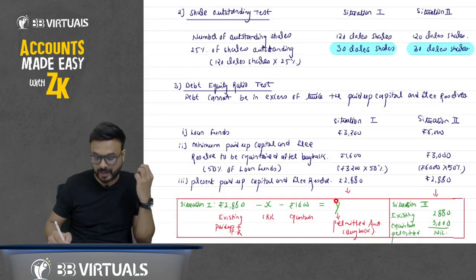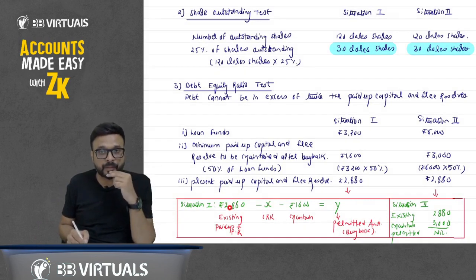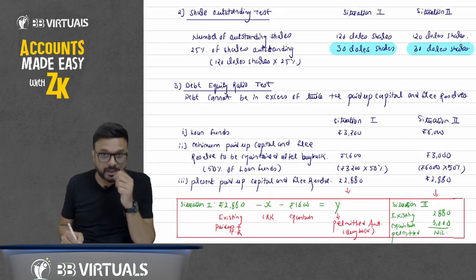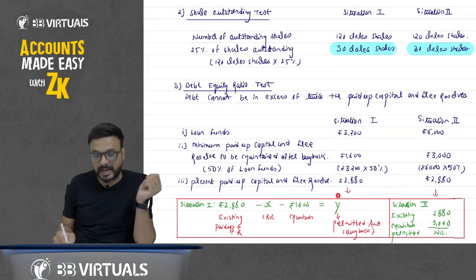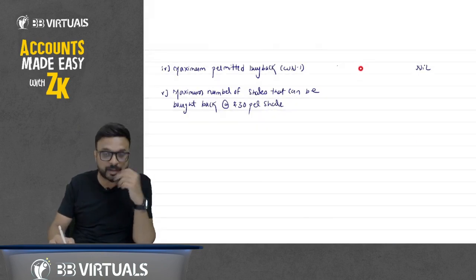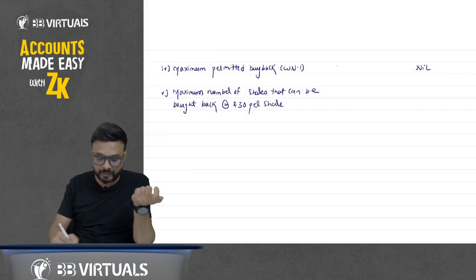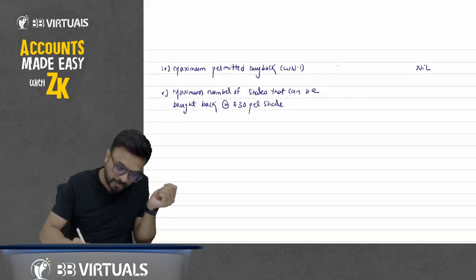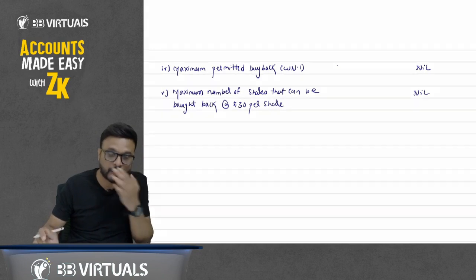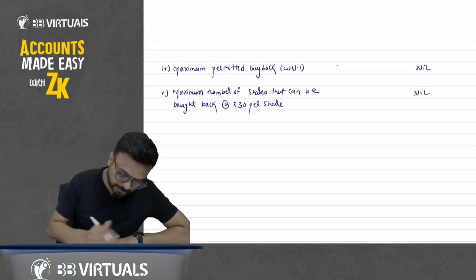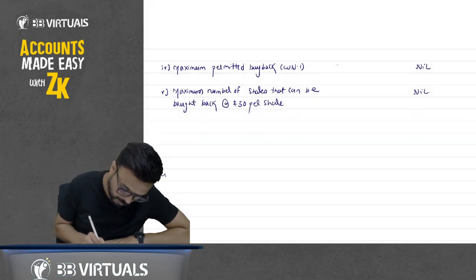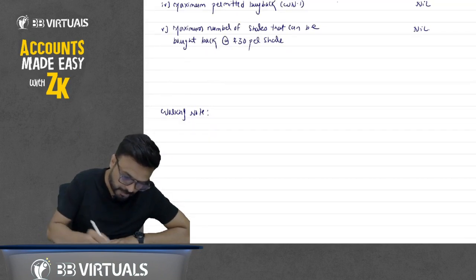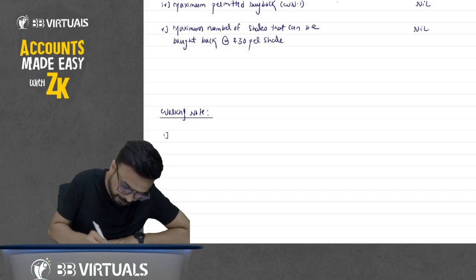Maximum permitted amount means this Y, because X is the amount that will be transferred to CRR, this much should be maintained, and the remaining is the permitted amount. So we will calculate Y to find this permitted amount, and for one share we are paying 30, so we will divide by 30 and the maximum number of shares will come. But under situation 2 it is not allowed, nil. After this 5th point, keep a space of 3-4 lines, and then write down working note number 1.